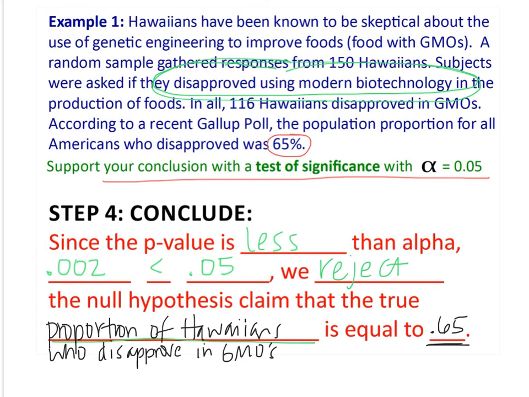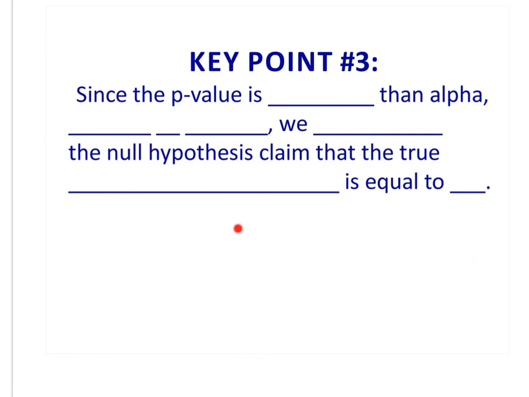So let's just say this together. Since the p-value is less than alpha, my p-value, or the area under the curve, is less than my alpha value, we can reject the null hypothesis claim that the true proportion who disapprove in using modern biotechnology or who disapprove of using GMOs is equal to the claimed value of 0.65. Once again, key point number 3 is this template. You should be really familiar with this and getting really good at writing your conclusions.